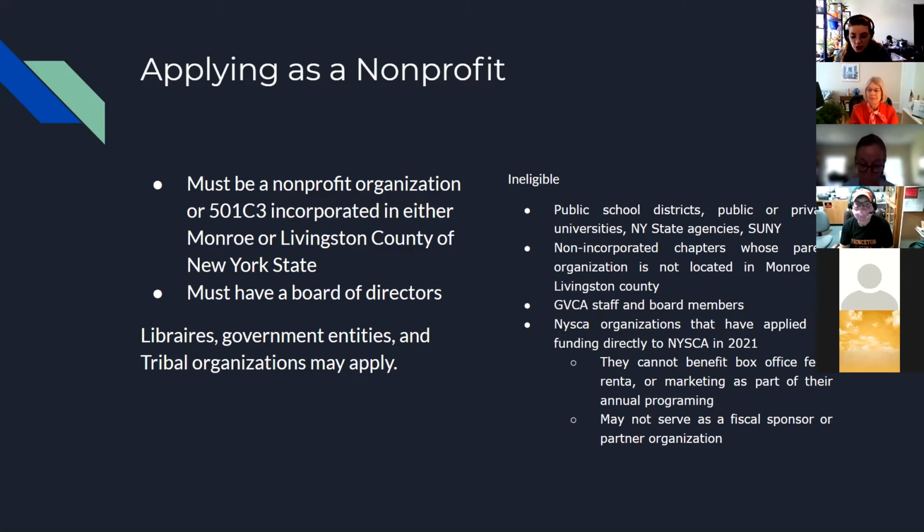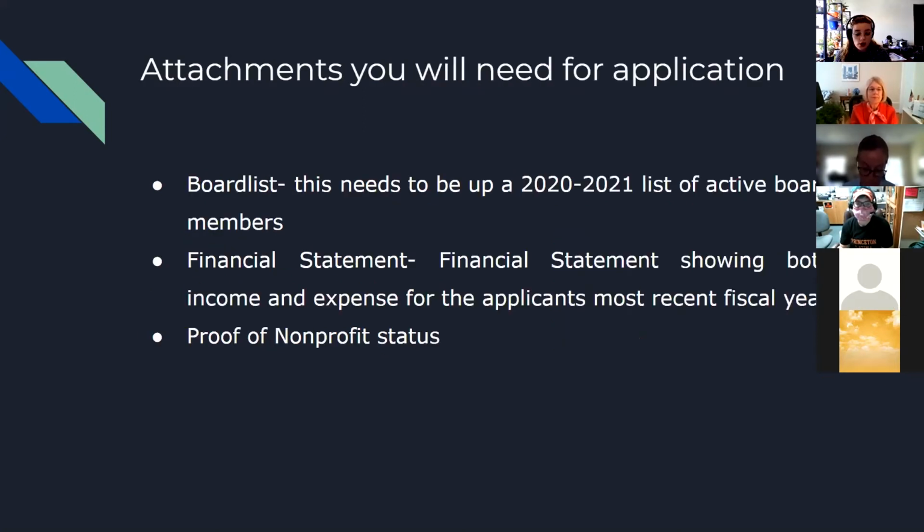Some attachments you will need for your application if you are a nonprofit organization. You'll need your active board list from 2020 to 2021, a financial statement showing income and expenses for the applicant's most recent fiscal year, and your proof of nonprofit status.